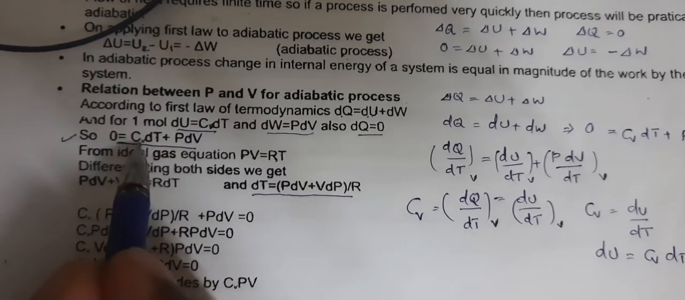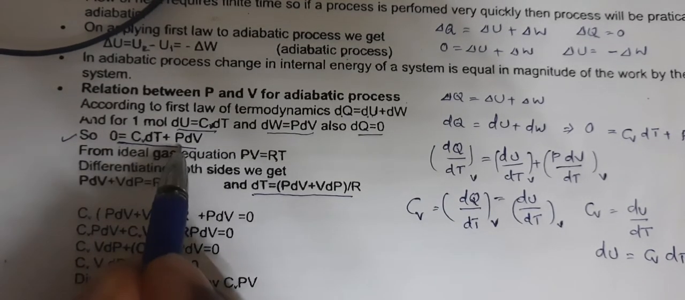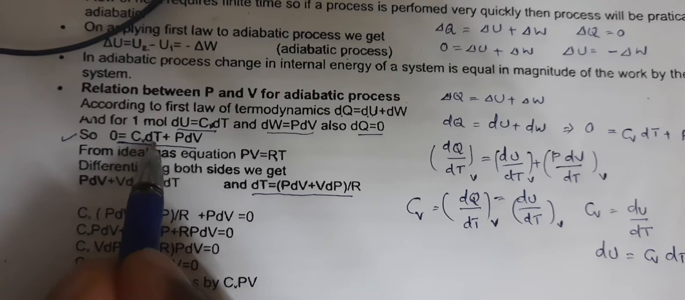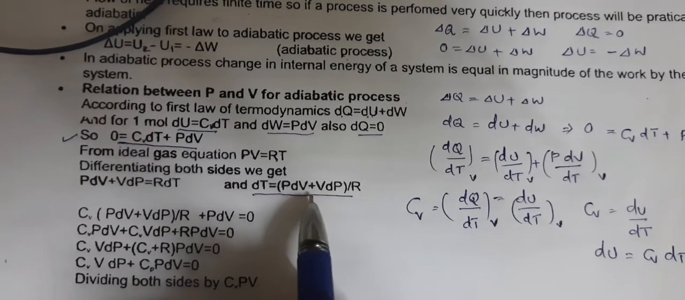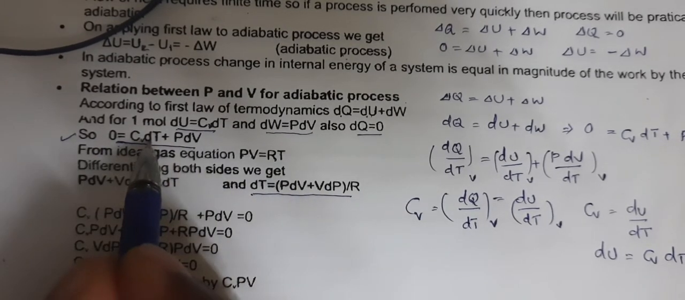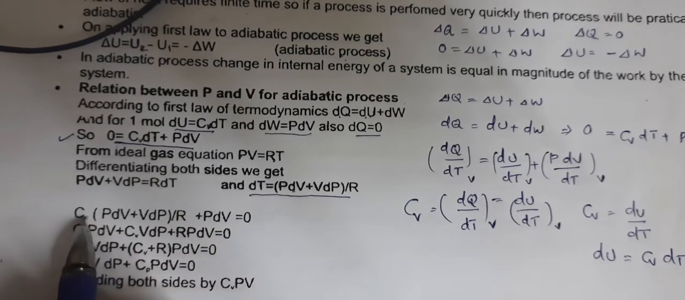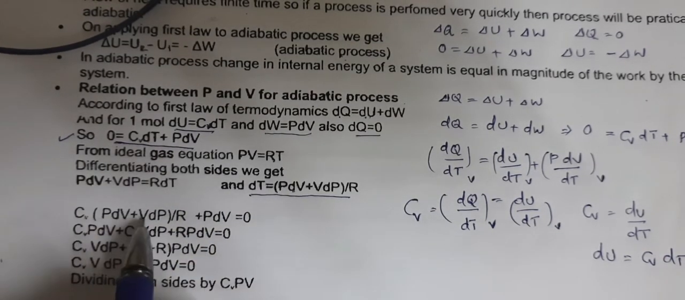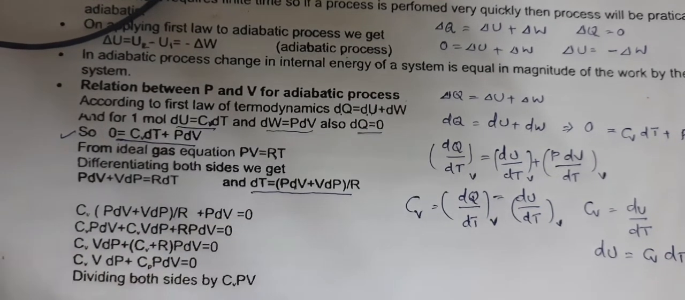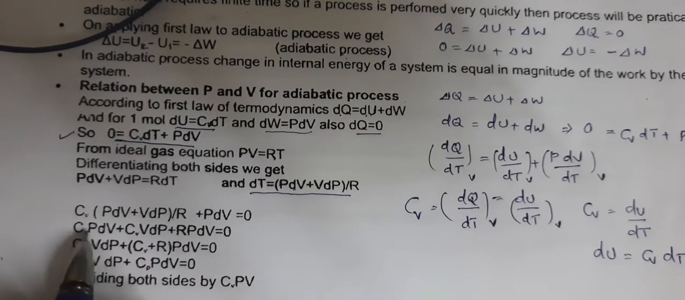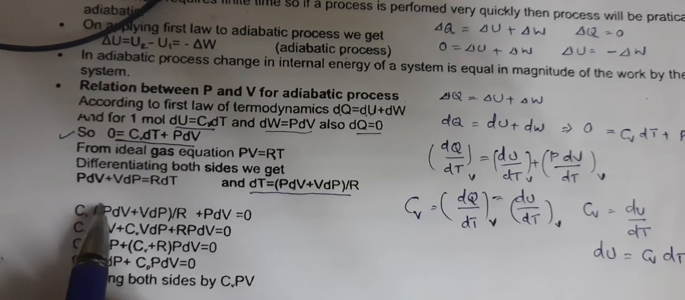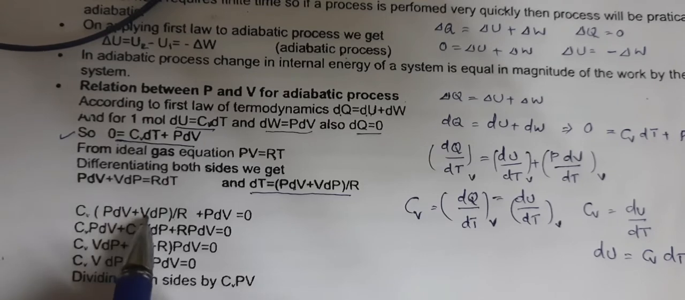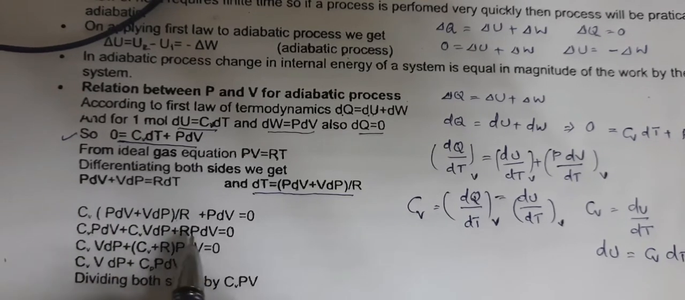Now look at this equation, 0 is equal to Cv dT plus P dV. In this dT I substitute this full equation, instead of this dT I substitute this. So Cv into (P dV plus V dP) by R, plus P dV is equal to 0. Just open this bracket, Cv into P dV, Cv into V dP, and multiply this equation with R.